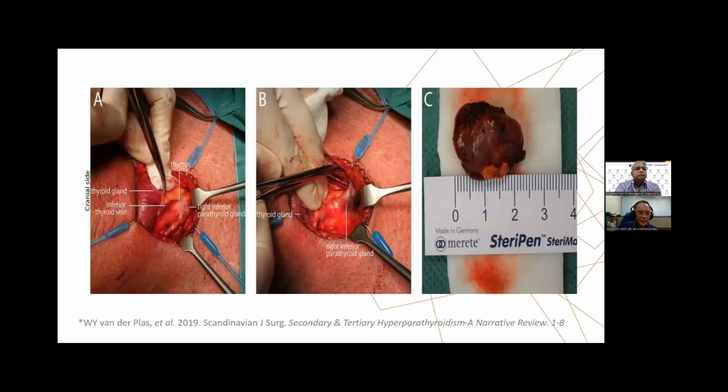This is another one, from Vanderplas. This is when you see the parathyroid gland embedded in the thymus. So usually when we do a TP, we usually do a thymectomy as well, because sometimes you find the parathyroid gland embedded in the thymus.